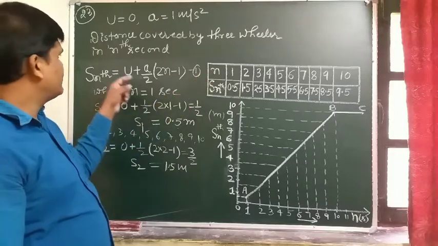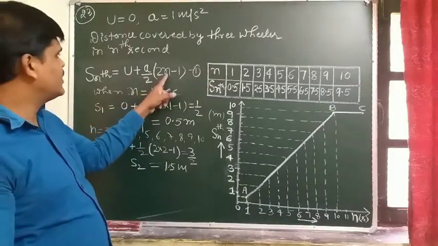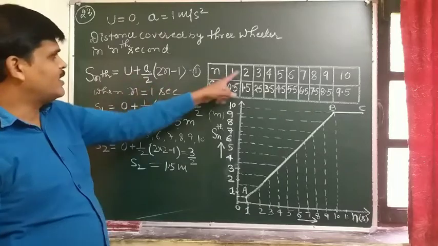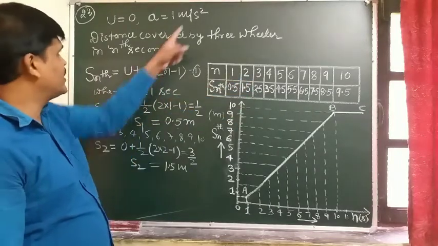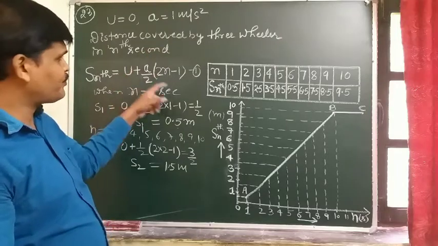Similarly, student, we put the value of n in this equation. For n equal to 3, after solving this, a is the same, that is 1, and u is 0.